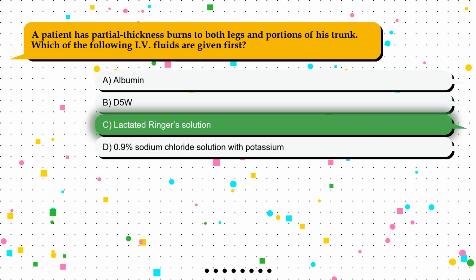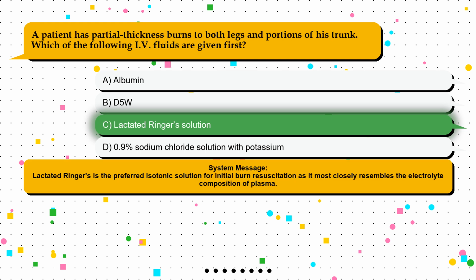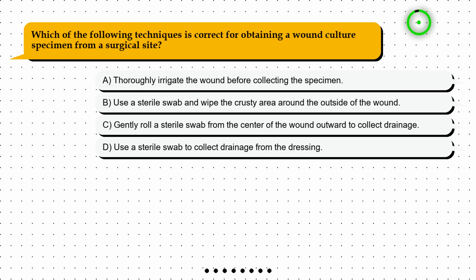The correct answer is option C, lactated Ringer's solution. Lactated Ringer's is the preferred isotonic solution for initial burn resuscitation as it most closely resembles the electrolyte composition of plasma. Question 2. Which of the following techniques is correct for obtaining a wound culture specimen from a surgical site?